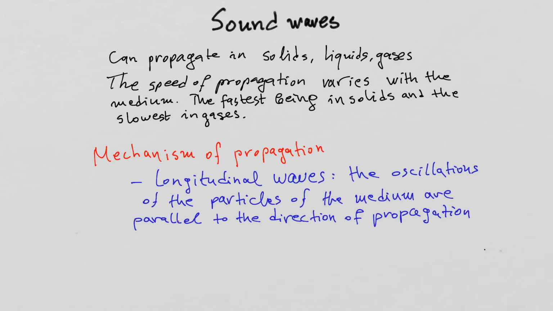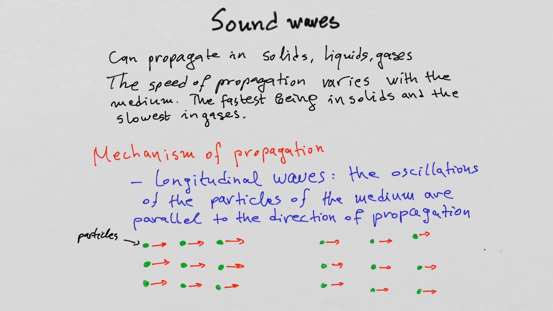Let's talk about the mechanism of propagation of sound waves. Sound waves are longitudinal waves, which means that the oscillations of the particles of the medium are parallel to the direction of propagation. If we look at some particles in the medium, then they will oscillate back and forth parallel to the direction of the propagation of the sound wave. So once the particles are going to the right, after that they will be going to the left. And the direction of propagation is to the right.